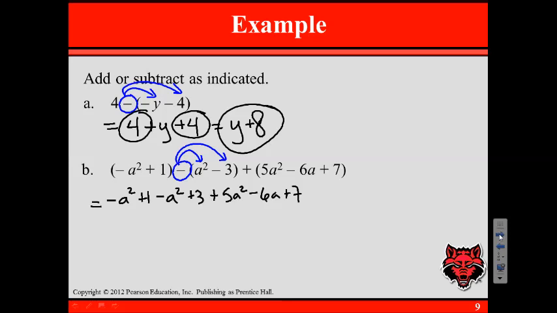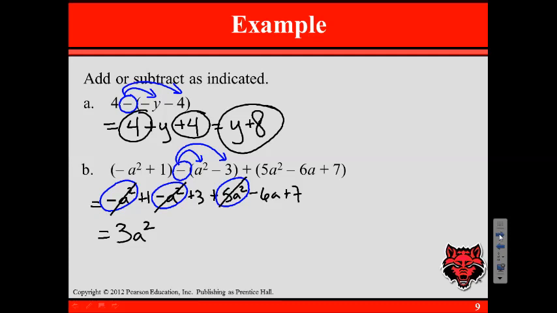At this point, we start with the first term and find all like terms that we can. So we start with a negative a squared. We have another negative a squared. As we go further, we have a 5a squared. We combine all of those coefficients. Negative 1 minus 1 plus 5 is a positive 3, and the variable stays the same. Neither variable nor exponent change when we're adding like terms or subtracting like terms.